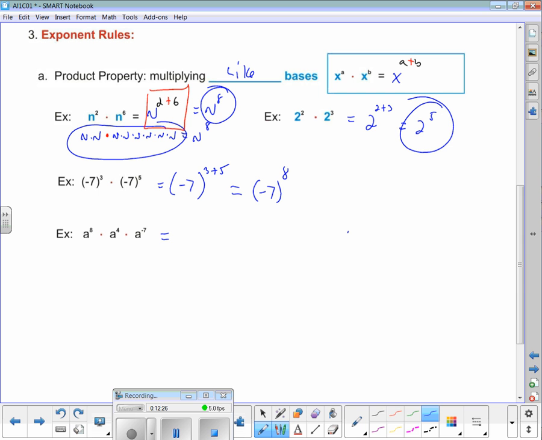Did you show the rule step? 8 and 4 is 12. 12 minus 7 is 5. A to the 5th. How many got that right? You guys are brainiacs. What math whizzes. All right, so hopefully no sweat there. Let's roll on.